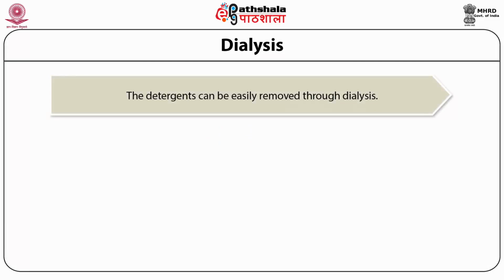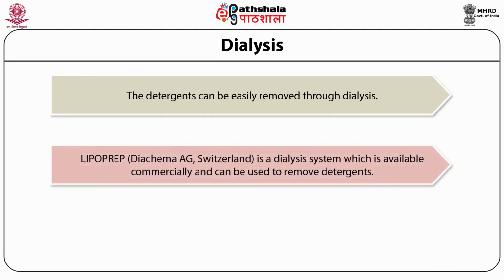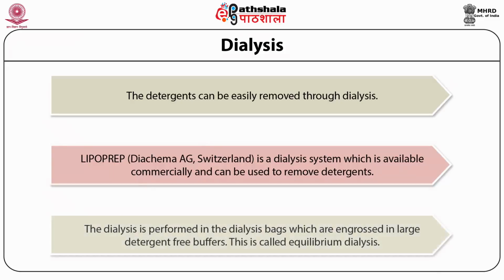Dialysis. The detergents can be easily removed through dialysis. LipoPrep is a dialysis system which is available commercially and can be used to remove detergents. The dialysis is performed in dialysis bags which are immersed in large detergent-free buffers. This is called equilibrium dialysis.